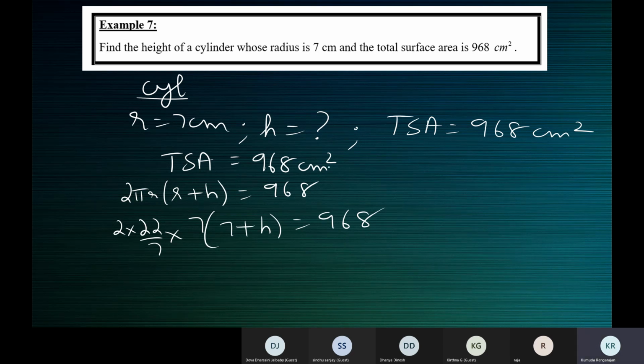See here, TSA is 968, which is given to us. The formula to find the TSA is 2 pi r into r plus h. That's equal to 968. Now substitute the values. We know the value of r is 7. h is what we have to find. You can see that in this equation, there is only one unknown, h. So solve this equation and find the value of h. Do that, children.